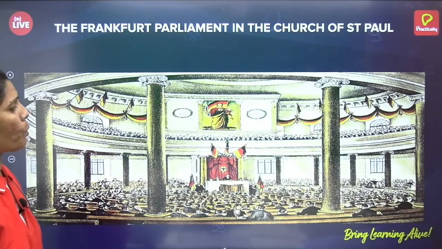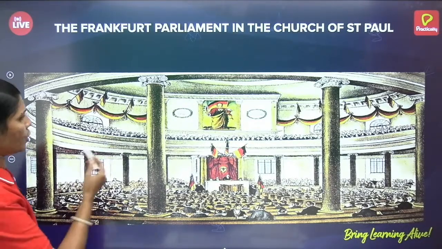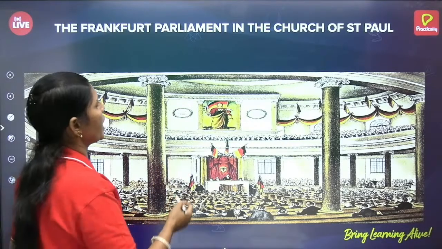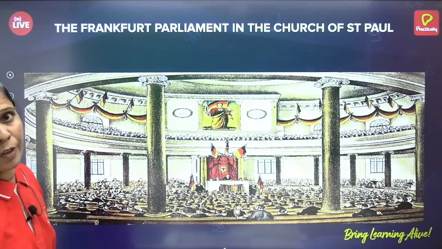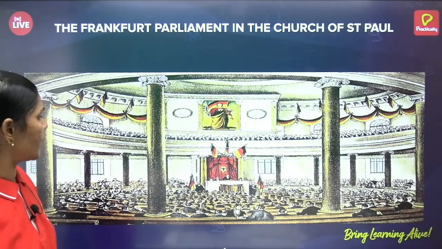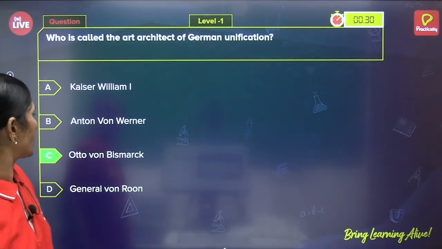Next, this is the St. Paul Church. You can see that in Germany, that is Prussia, at St. Paul Church, these 833 delegates or representatives gathered, and they offered the crown to Frederick William IV.